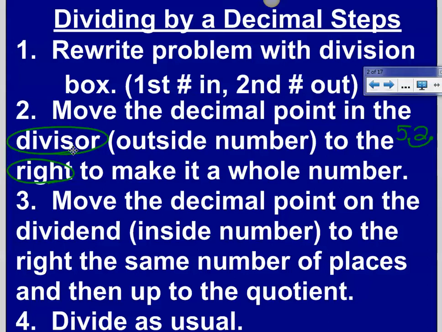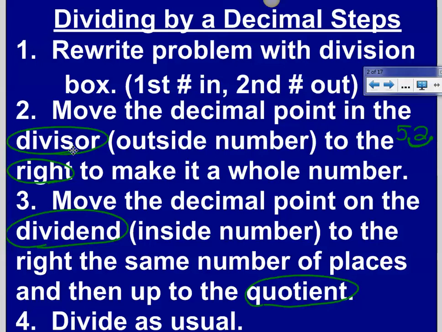So step number 3 says move the decimal point on the dividend. So fill in the word dividend, that's our inside number, to the right the same number of places, and then up to the quotient. Remember, quotient is going to be our division problem answer. So if here I moved my decimal point over one time, whatever number was inside the house, I moved my decimal point over one time as well. If you notice, number 3 does not say I have to move it till it becomes a whole number. I move the same number of places as what I did in step number 2.